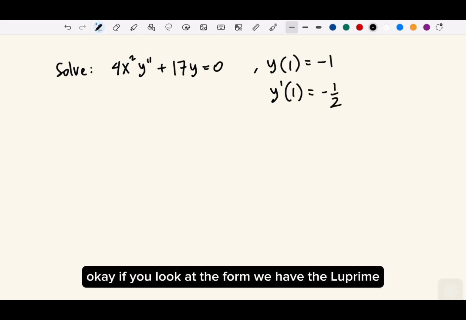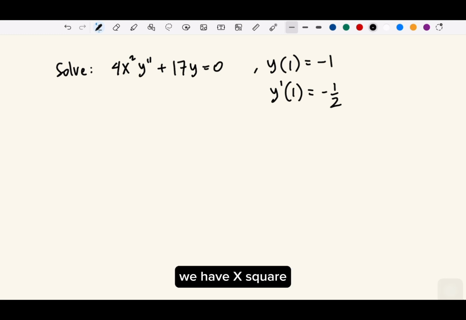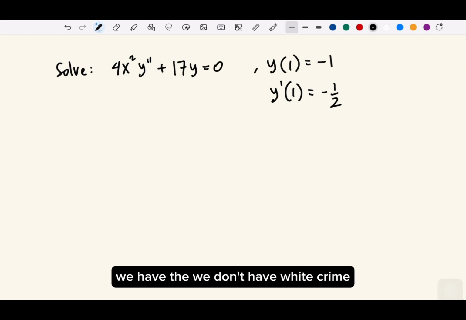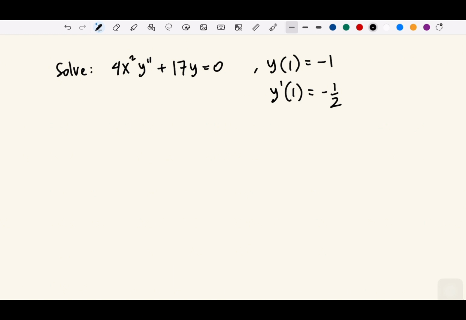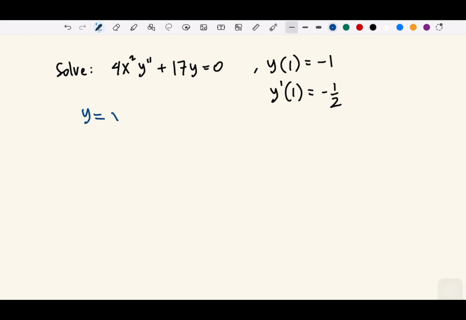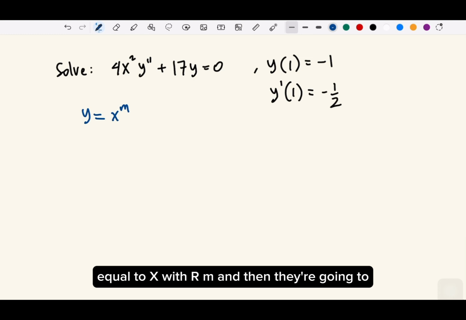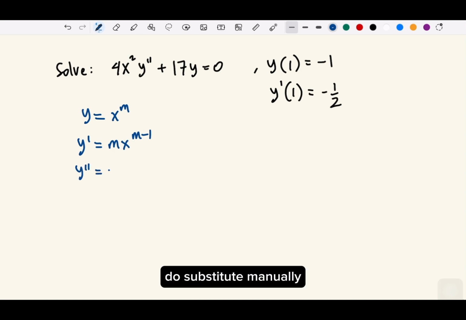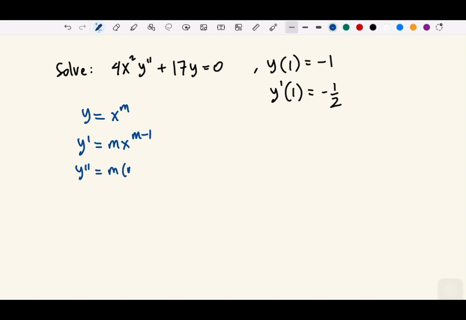Okay, now if you look at the form, we have y double prime, we have x squared, we have a constant, we have y, but we don't have the first derivative. We don't have y prime. So I think it's best to start from scratch. What does it mean? It means that we are given our proposal, which is y equal to x to the power of m, and then we're going to substitute manually.